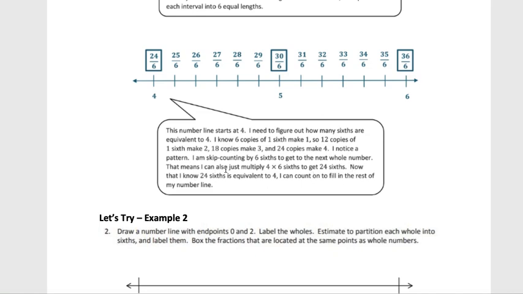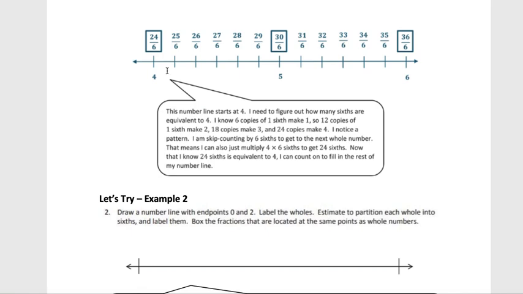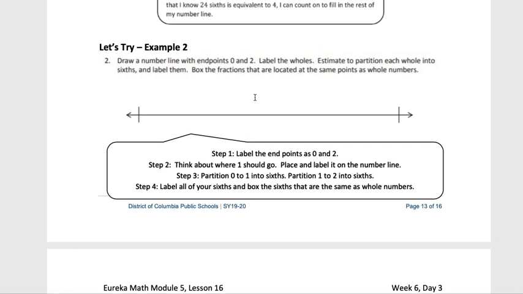Now that I know 24 sixths is equivalent to 4, I can count on to fill in the rest of my number line. Ladies and gentlemen, it is so important. We talked about this in class. This is where we can skip count by our numbers. That's why we've skip counted all during the school year. And then we can also just think, okay, 4 times 6 equals 24. So it's 24 sixths. Really pay attention to this word bubble right here, the speech bubble. So then you are going to try your example 2 all on your own.